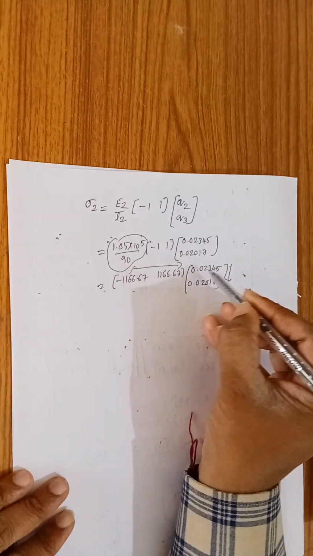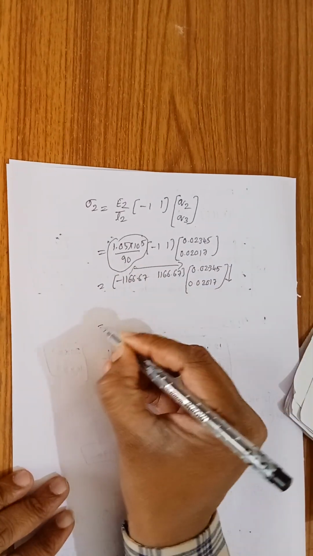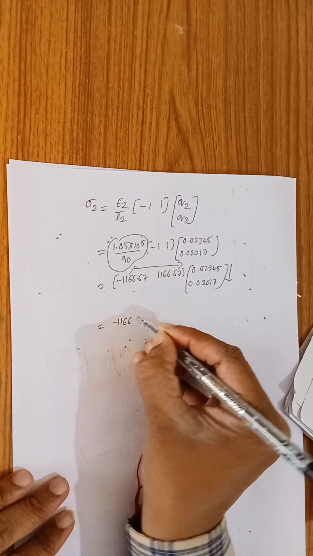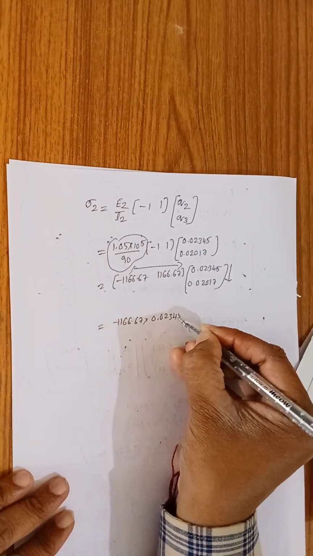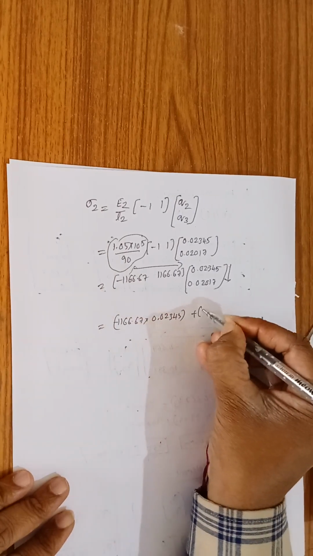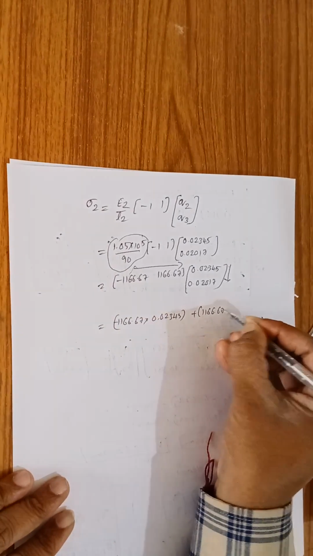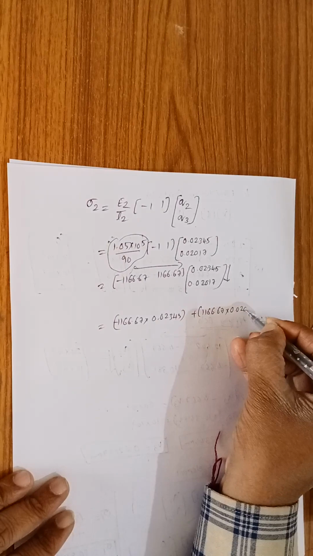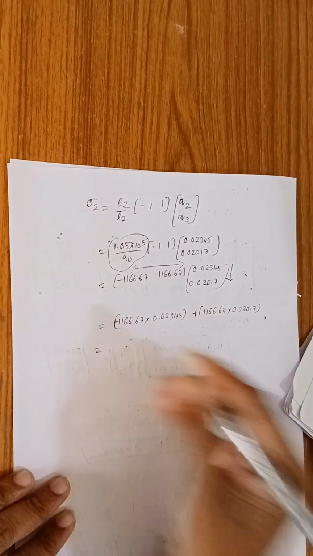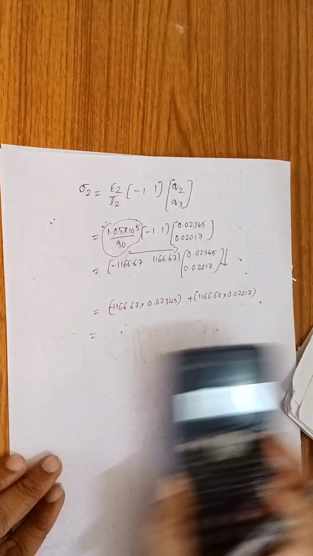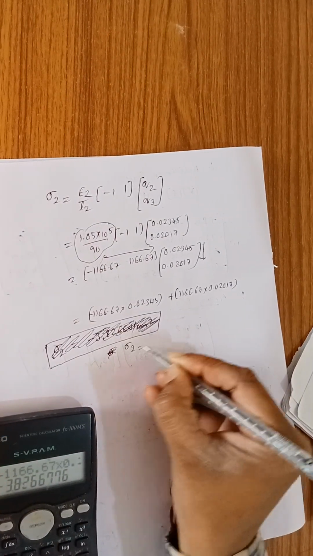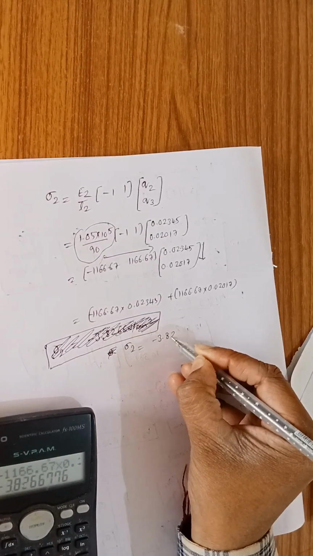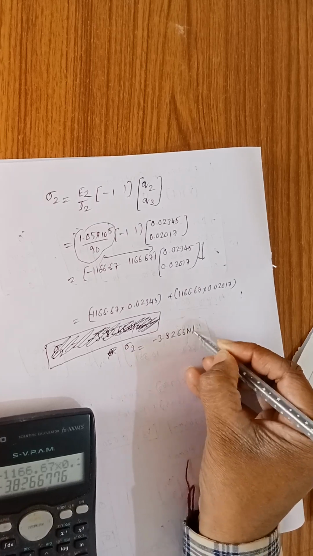Now let me multiply this. I'll get the first element multiplied by this element, multiplied by this. I'll get 1166.67 multiplied by 0.02345 plus 1166.67 multiplied by 0.0217. If I multiply, upon simplification we'll get the answer as minus 3.8266 Newton per mm square.